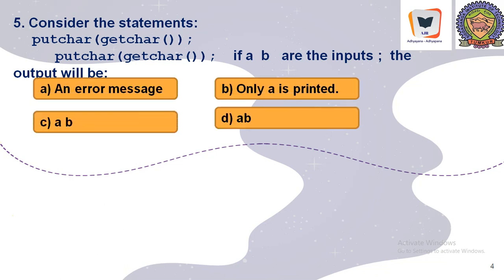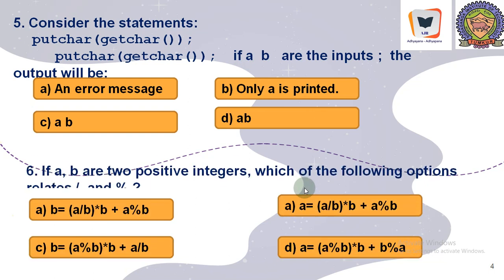Then the output should be an error? No, it is not going to be an error message. Only A is printed, or A and B is printed, and AB, it will be printed like this, or like this, or it is only A that is printed. After A is taken by this getchar, the space will be taken by this getchar. And if you write A and B next, after hitting the enter key, A will go into the memory, then the enter key will be read as a character, therefore only A is printed.